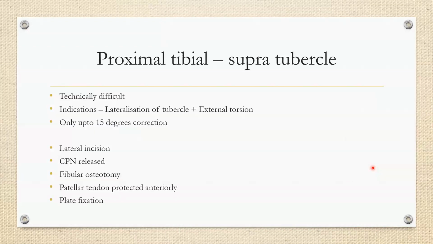Moving on to tibial osteotomies. Proximal tibial osteotomy can be supratubercular or infratubercular. Supratubercular is technically more difficult, and the only indication is a lateralized tubercle with tibial external rotation. The maximum correction possible is only 15 degrees. A lateral incision is made, the common peroneal nerve is usually released, and a fibular osteotomy is done to achieve the osteotomy.